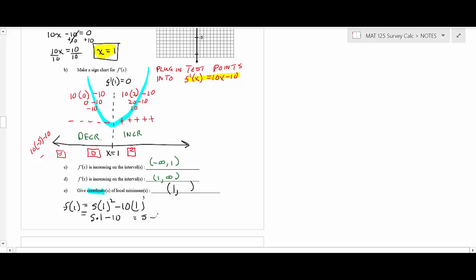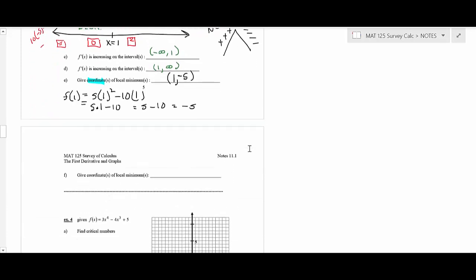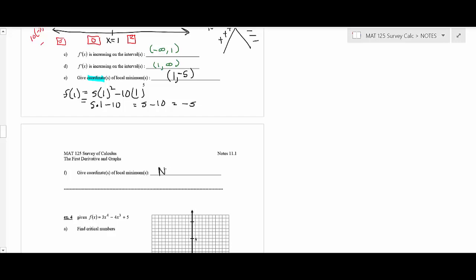That would be 5 minus 10, so that's negative 5. Okay, so we got that minimum, we got the coordinate. We do not have a maximum. You can tell by looking at this problem that you're not going to have a maximum, because for a maximum, the graph would have to go like this. It would have a positive derivative, then a negative derivative. That never happens based on that sign chart. So on the next page, just write down that we have none for a local maximum.